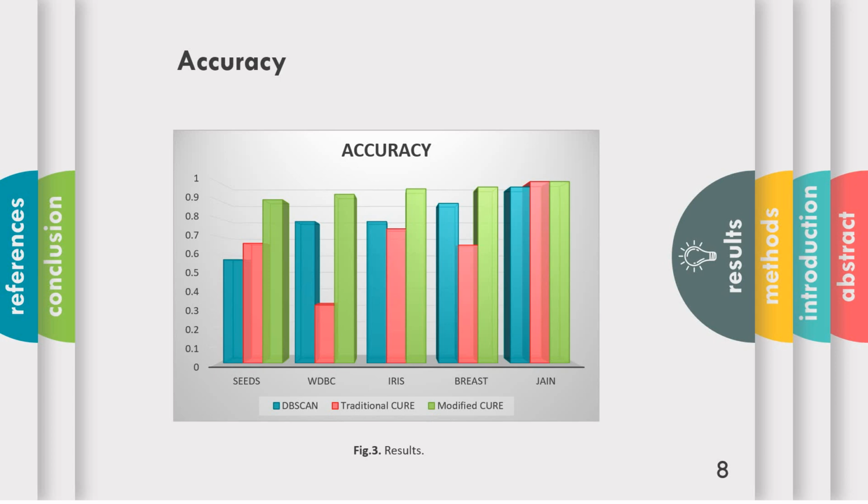This figure shows the accuracy of 3 algorithms, DBSCAN, traditional CURE, and modified CURE, for the mentioned datasets. As you can see, the modified CURE algorithm has a better performance in extracting appropriate clusters than the 2 other tested algorithms. In the first 4 datasets, which are real, the performance of the modified CURE algorithm is remarkably better than the other 2 algorithms, especially the traditional CURE algorithm. But in the last dataset, the difference between performances is not noticeable.